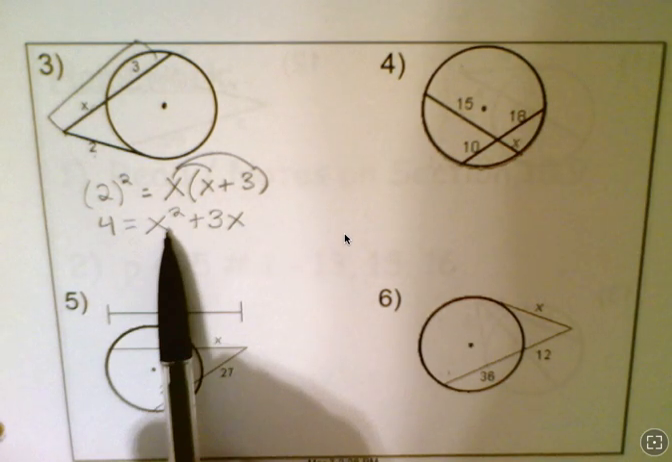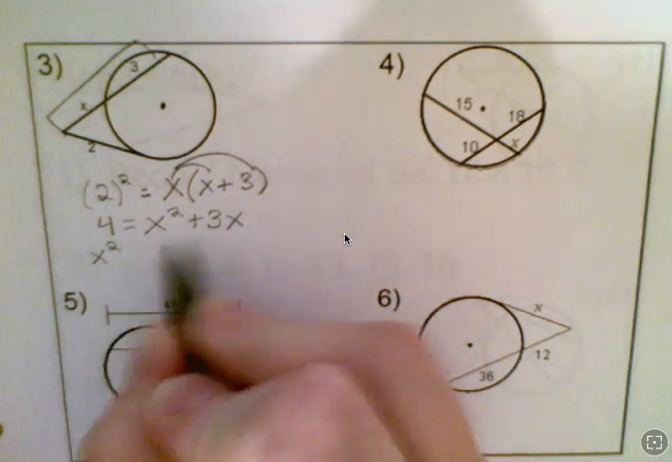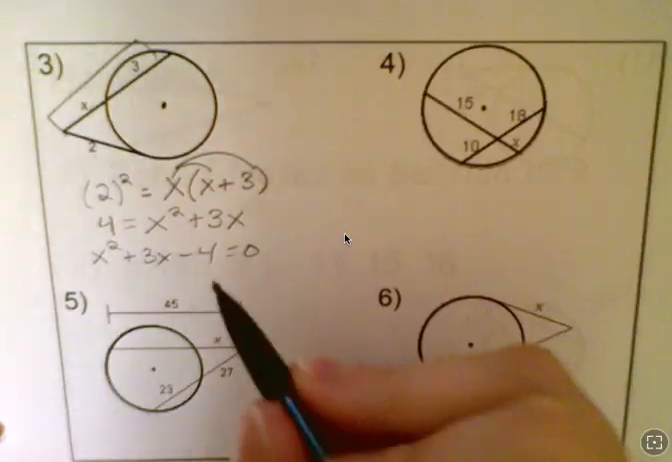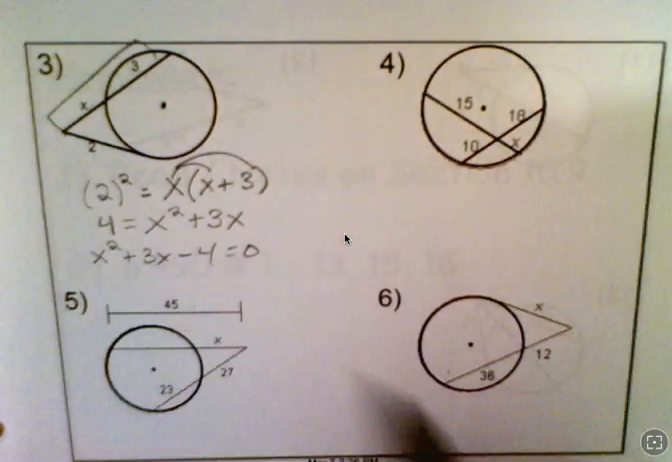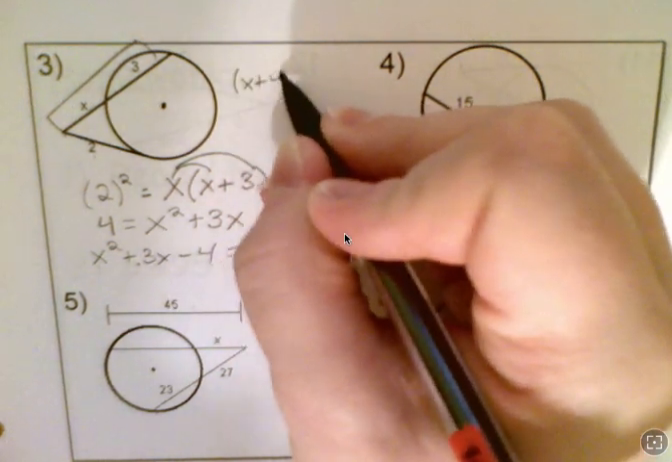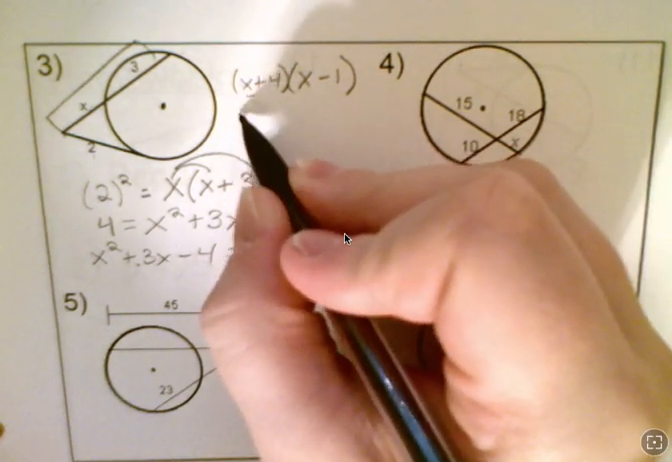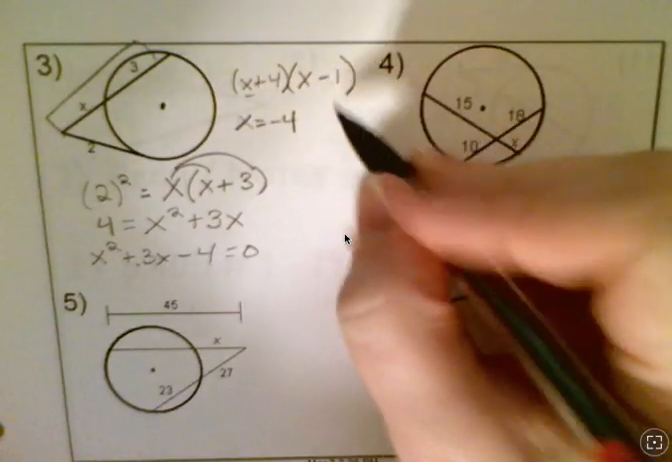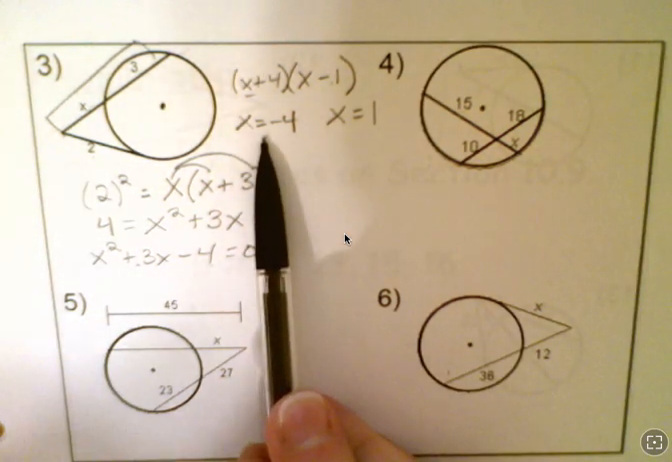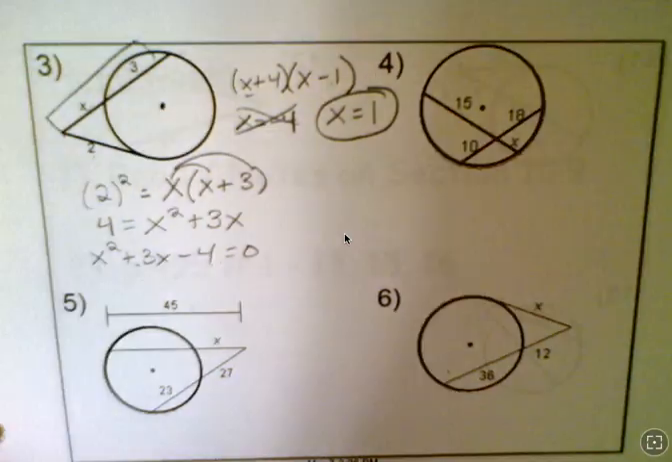So this is a quadratic, so I'm going to move the 4 over and factor. So I'm going to have x squared plus 3x minus 4 equals 0. So I'm looking for two numbers that multiply to negative 4, add to 3. So let's see, that's going to be x plus 4 and x minus 1. So if I set this equal to 0, I get x equals negative 4. If I set this equal to 0, I get x equals 1. And I'm going to throw away negative 4 because we can't have a negative side length. So x has to equal 1.